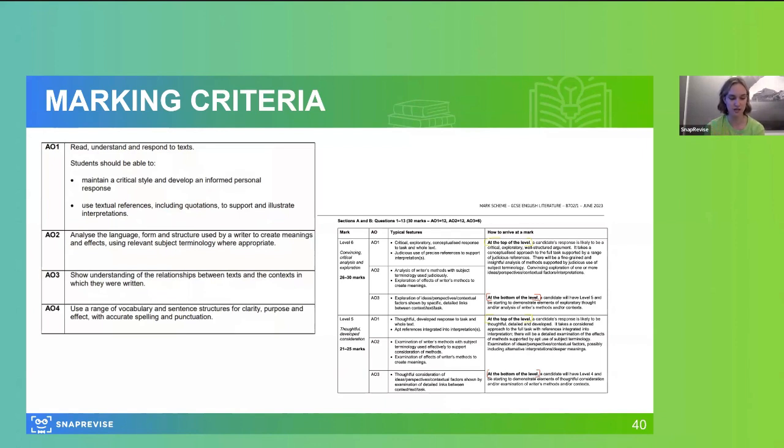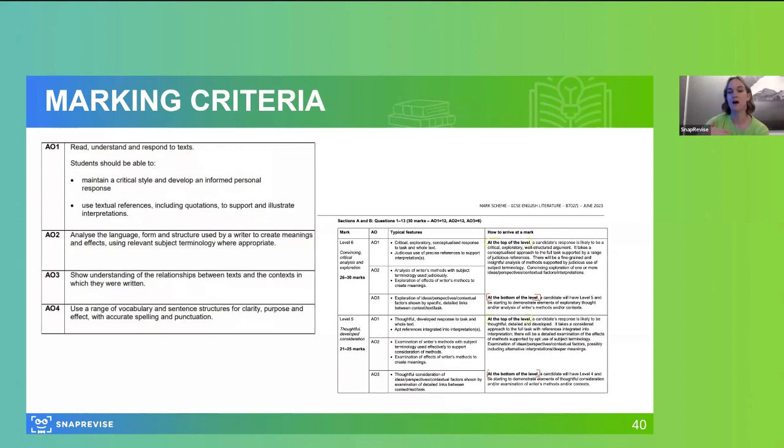AO4 is only used to assess section A of each paper, whilst the other three are used throughout. And as you can see in this second box, this is why I would suggest looking at the marking scheme, because I've only got level 6 and level 5 here, but basically you get marked on answers from level 1 to level 6, 1 being the lowest, 6 being the highest. As you can see, level 6 is a convincing critical analysis and exploration. It would get you something in the region of 26 to 30 marks per essay. Level 5 is 21 to 25, and so on and so forth. So in the column to the right hand side, it actually gives you what your answer would be at the top level of level 6, and at the bottom level of level 6.